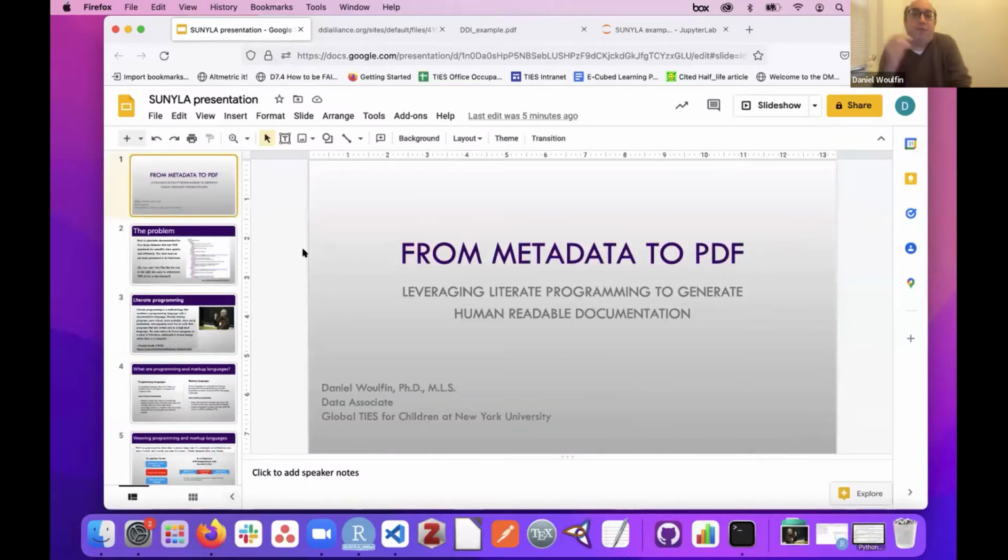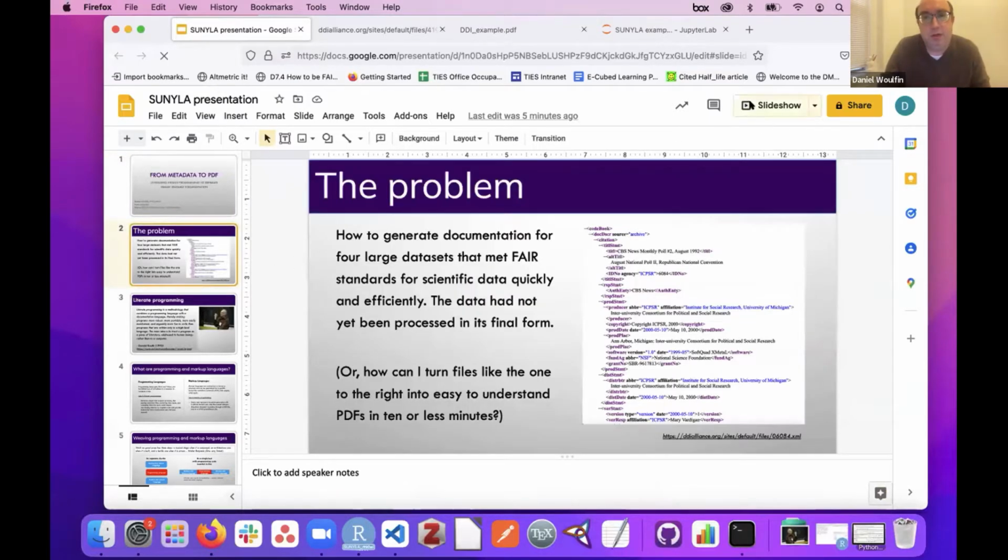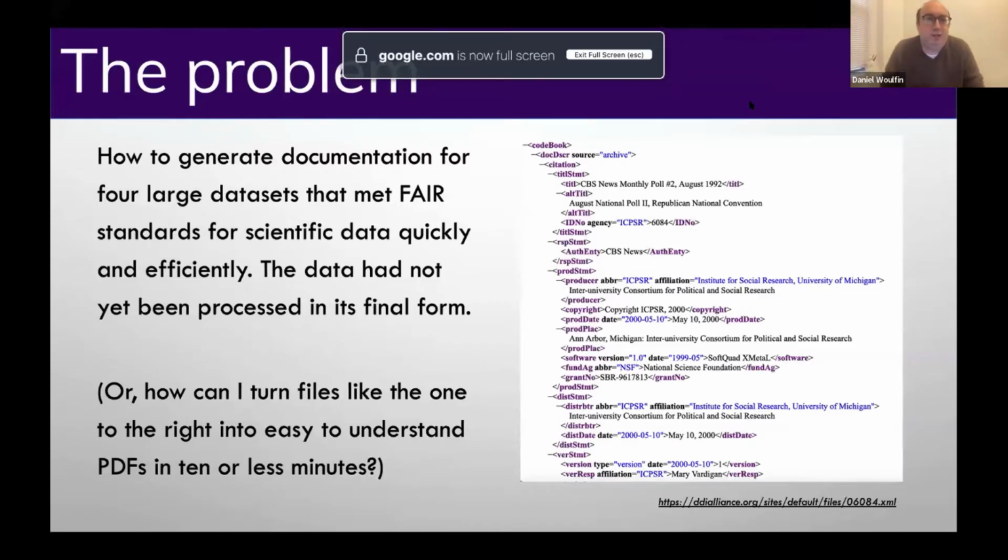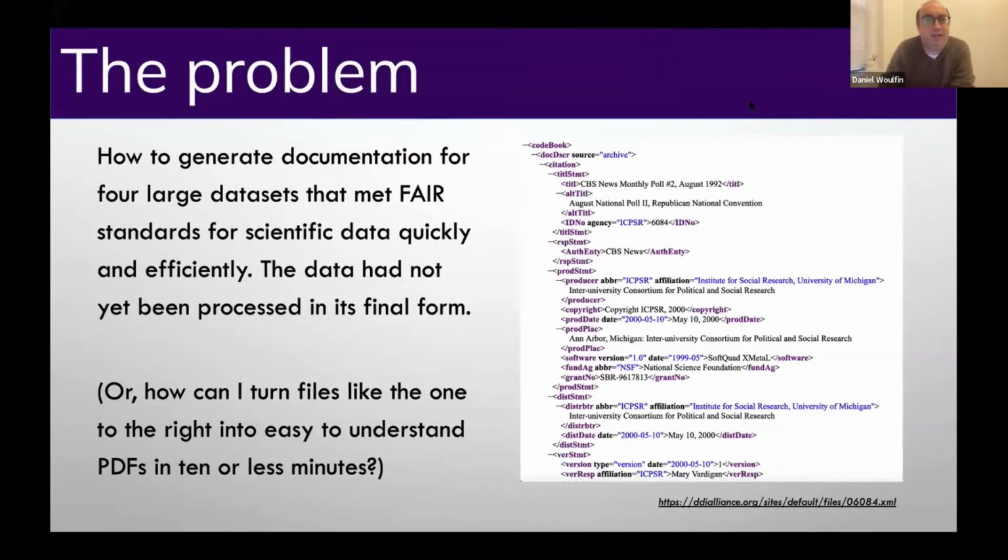Start over. From metadata to PDF, the main thing about this presentation is it was using literate programming, a programming technique to create human readable documentation. The problem that I was running into was pretty much how to create documentation for 4 large data sets that met FAIR standards. These data sets had not been created and fully processed and checked, and I didn't know how much time I would have. And by large, I mean there were anywhere between 500 and 900 variables in them. So there was a lot that could go wrong.